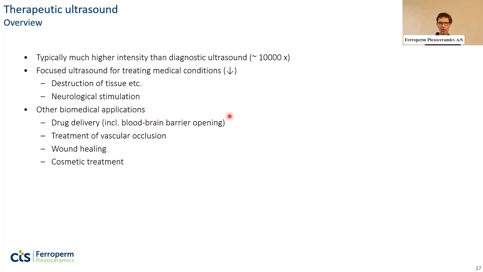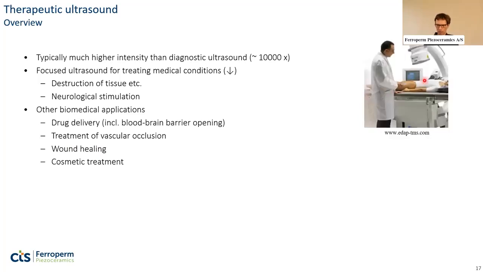Other biomedical applications are listed here. It could be for drug delivery. For example, if you want to administer some drugs directly to the brain, normally you'd have the problem with the blood-brain barrier, but with ultrasound you can actually open the blood-brain barrier if you do it with the right kind of stimulation. There's also the treatment of vascular occlusions, and you can also use it for wound healing in some cases, and also for cosmetic treatment.